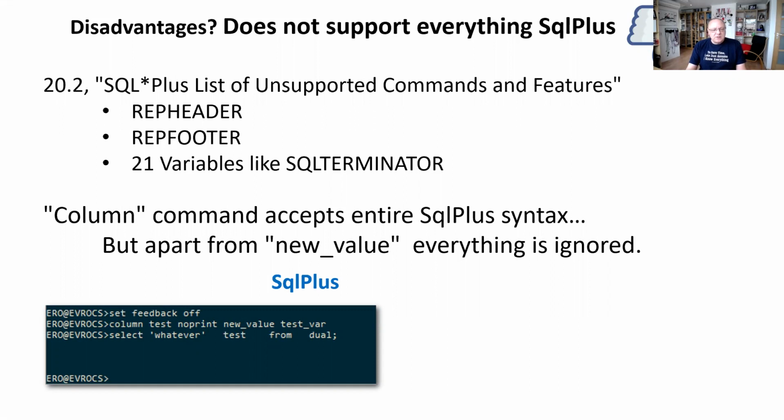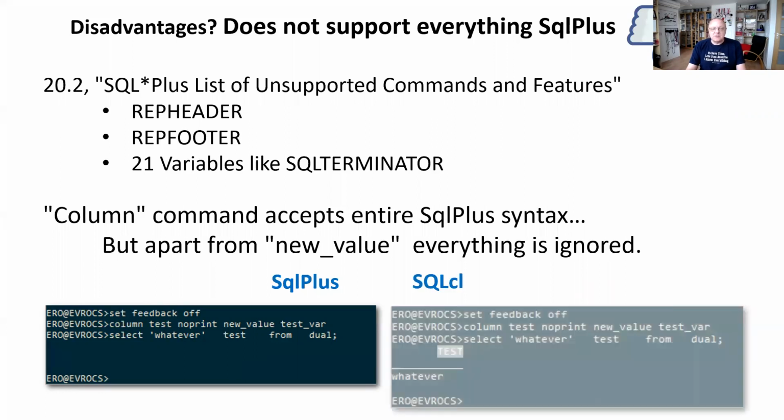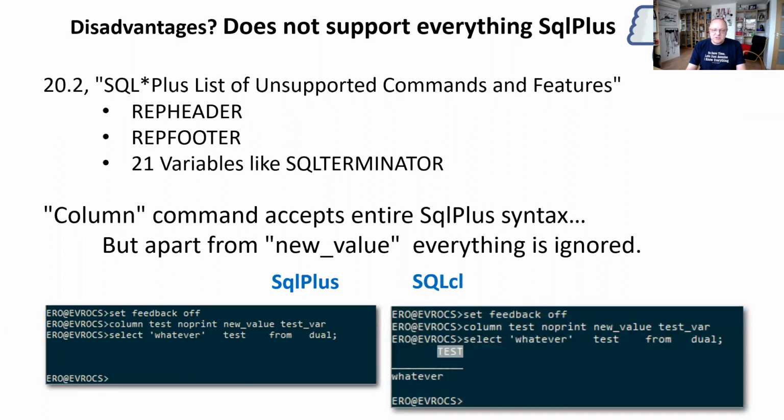Example, here I do a column statement with new value and no print. So the result of the query should go into a variable, and the result of the query should not be put on screen. And in SQL*Plus, that's exactly what you see. But in SQLcl, the value does get into the variable, but you also see the result of the query. The no print is ignored.